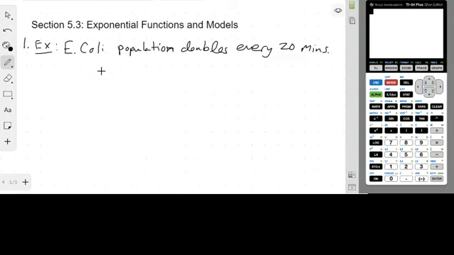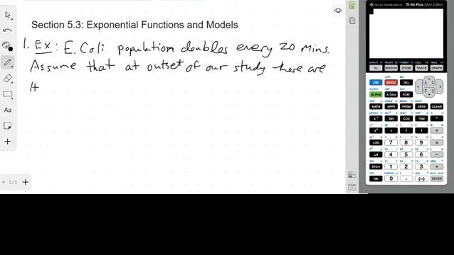Of course, this isn't necessarily true all the time. This is under ideal conditions, right? So then, if we assume that when we start our study, there are 100 E. coli in the Petri dish at the outset. So the first question is, how many will there be after 4 hours?